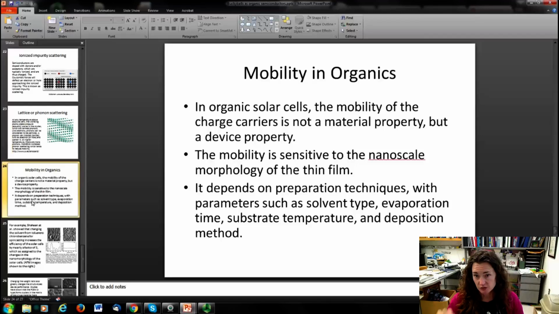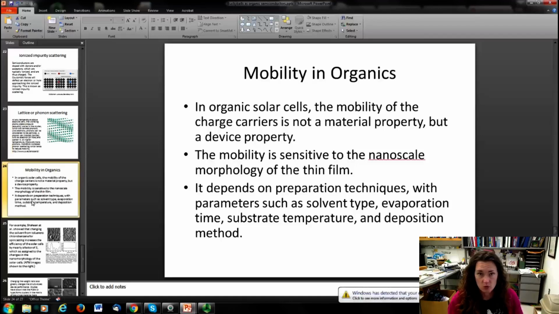And that's because the mobility is sensitive to the nanoscale morphology of the thin film. In other words, the structure of that bulk heterojunction dominates. It's really super important in saying what your mobility of your device is going to be, and thus dictating the device performance. It depends on the preparation techniques.